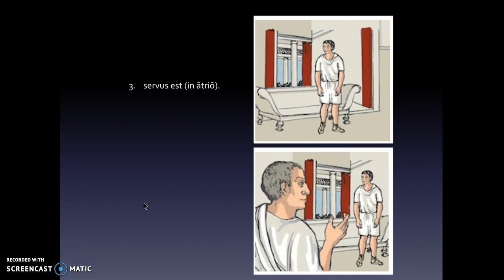All right, next two sentences. Servus est in atrio. Again, we've got a prep phrase here, so I'm going to put it in parentheses and ignore it for a moment. Servus is nominative singular, so that's our subject, and we've got another linking verb. So we're going to read it left to right. The slave is in the atrium. Next sentence, amicus servum salutat. Amicus is nominative, so that's our subject. Servum, it ends in an M, so it's accusative, it's our direct object. Salutat, it ends in a T, so it's our verb. The friend greets the slave.